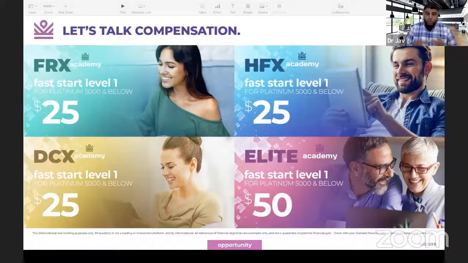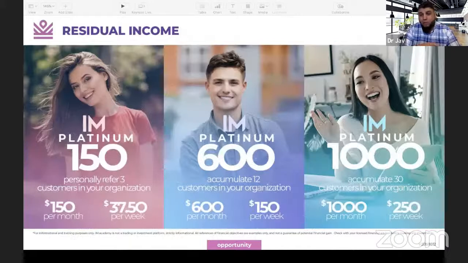If you were to recommend someone to the Elite Academy, the company will pay you a $50 bonus for every single person that you recommend. Now, if you were to recommend 3 people, as I stated earlier, you're classed as a P150 or Platinum 150. So the company starts to pay you $150 every single month. Just bear in mind, this is additional income to your trading income.